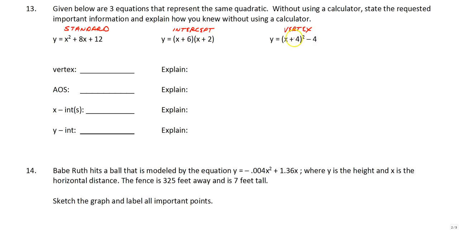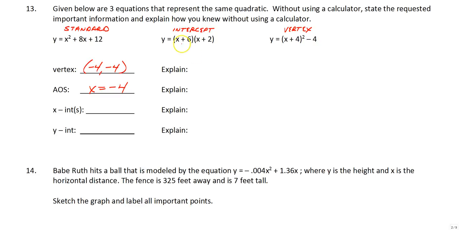Vertex form we just talked about. It's opposite of the inside comma outside. So that's going to be negative 4 comma negative 4. And you would just explain that it comes from vertex form, opposite of what's inside the parentheses, comma, what's outside. And remember, your axis of symmetry is x equals negative 4. Your explanation is just your axis of symmetry is always x equals the x-coordinate of your vertex, because it must pass through the vertex.